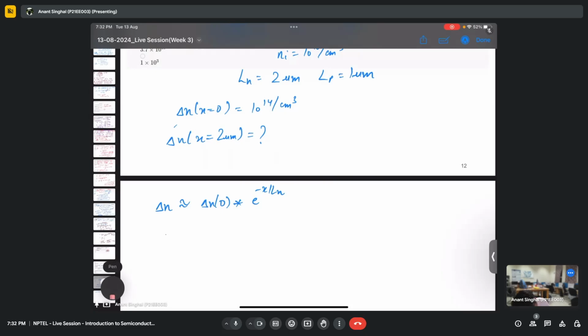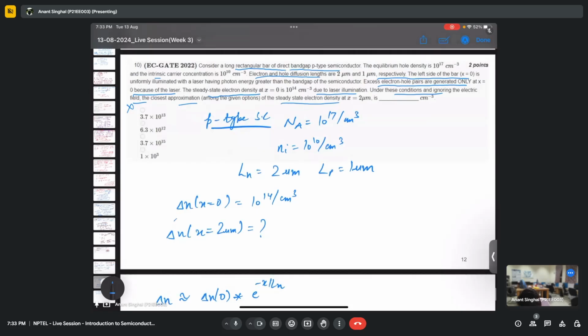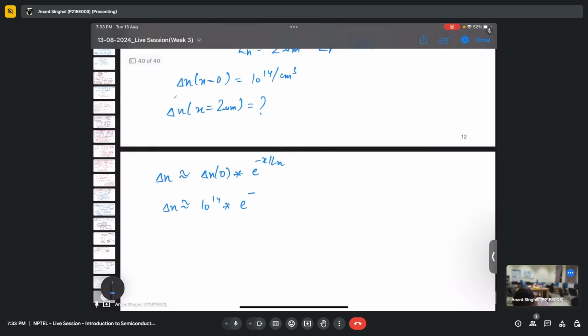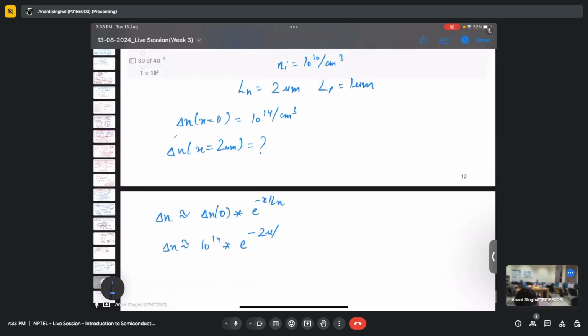So delta n will be 10 raised to power 14, that is already given, times exponential of minus x. So x is given as 2 micrometer and Ln is also given as 2 micrometer. So it is nothing but 10 raised to power 14 times exponential of minus 1. And exponential of minus 1 is 1 by e, which is approximately 0.37 times 10 raised to power 14.